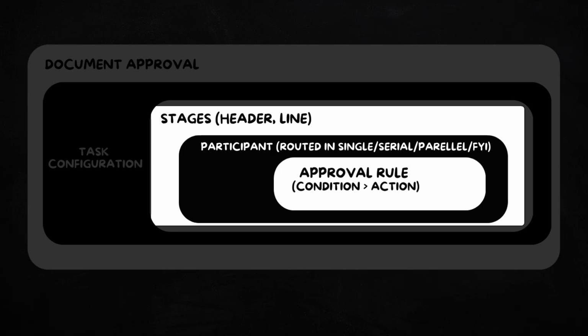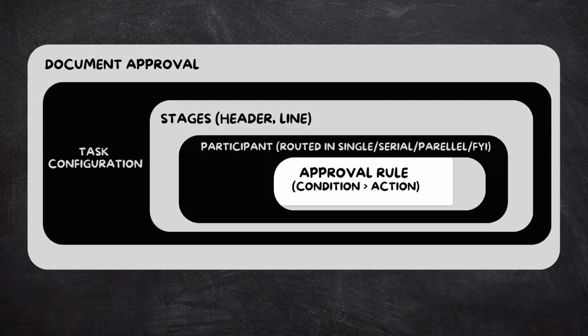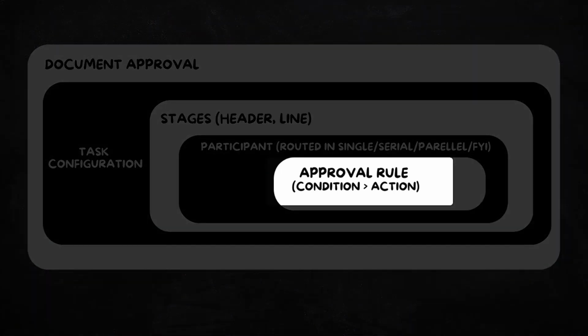Within each stage, we have participants. Participants or assignees are the people or roles involved in a stage. Approvals can be routed to participants in 4 different ways. Single, which means one level of approval. Serial, one after the other. Parallel, multiple participants can review the document simultaneously. And lastly, FYI, for your information, participants can review or comment on the approval document but don't affect the decision. Participants are determined based on the approval rules.